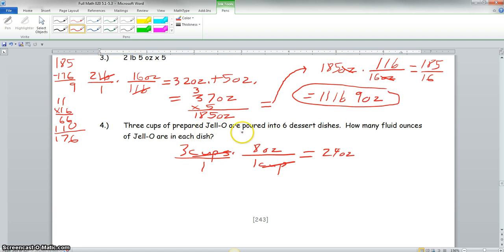So it says 3 cups of prepared Jell-O are poured into 6 dessert dishes. How many fluid ounces of Jell-O are in each dish? Okay. Now this is 24 ounces and it's poured into 6 dessert dishes. So we would take this and divide it by 6, because this 24 ounces would be divided into these 6 dishes. So 24 divided by 6 is 4. So our answer is just 4 ounces. And that is it.